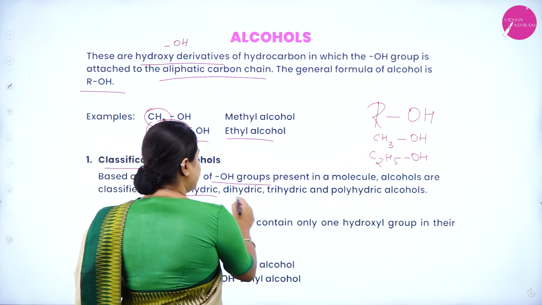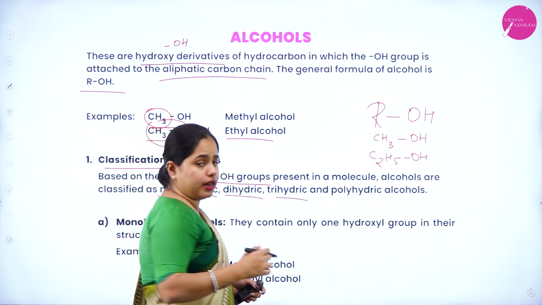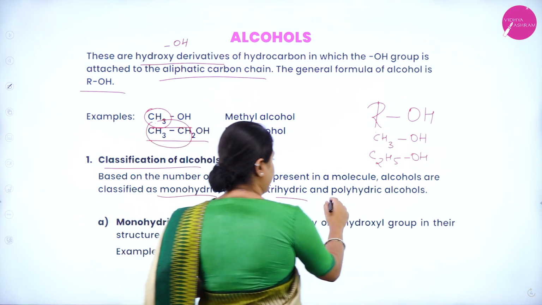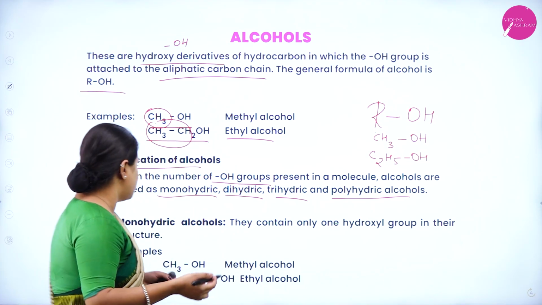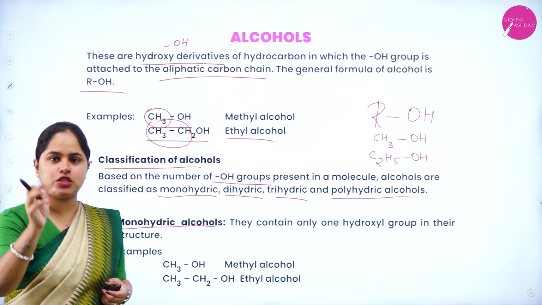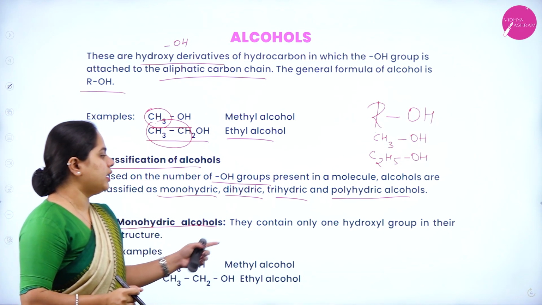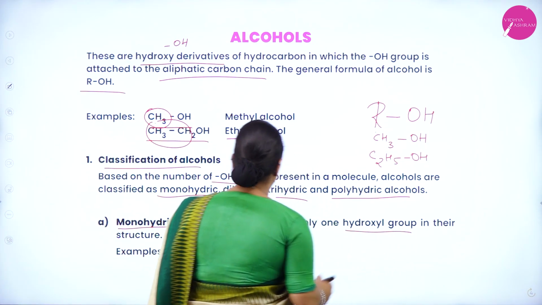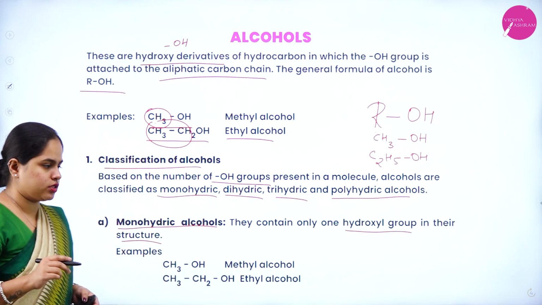right? Then dihydric means 2 OH will be there. Trihydric means 3 will be there. Polyhydric means more than 3 will be there. So the first one is monohydric alcohol. Just now I told you monohydric means only one OH group will be there. They contain only one hydroxyl group in their structure. Only one hydroxyl group will be there.